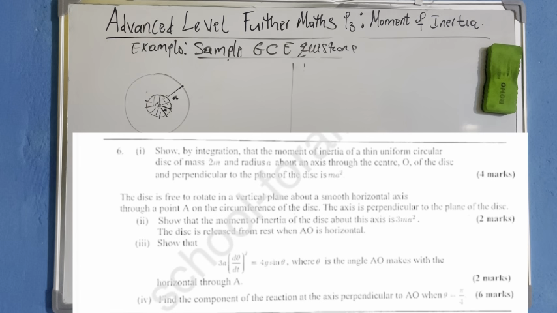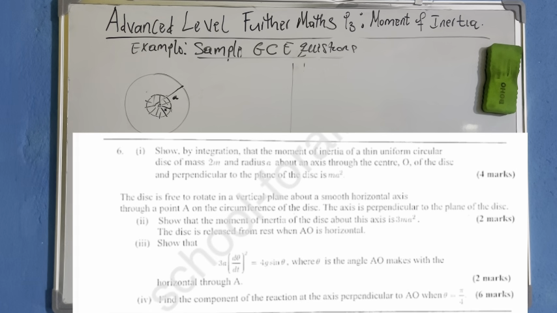Okay, so the next part of the question: the disc is free to rotate in a vertical plane about a smooth horizontal axis through a point A on the circumference of the disc. The axis is perpendicular to the plane of the disc. Show that the moment of inertia of the disc about the axis is 3ma square.